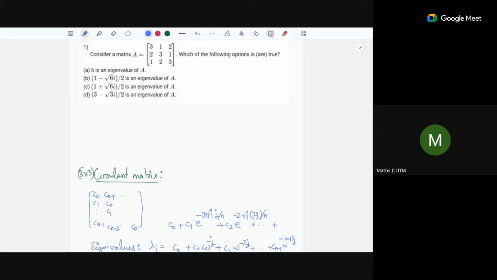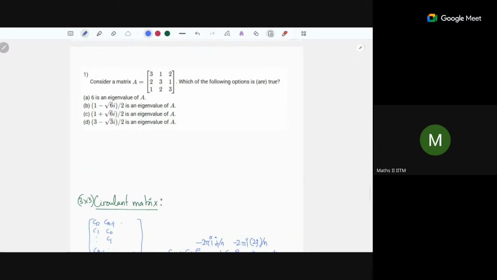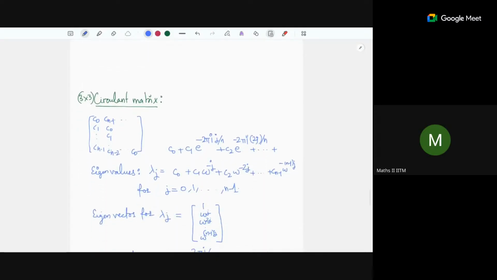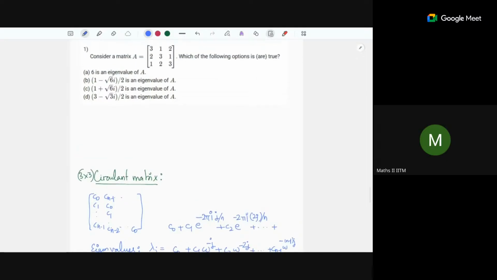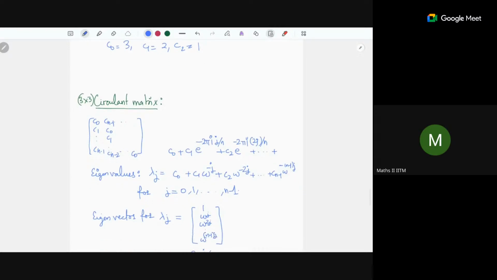Okay, so suppose you have this matrix A, you want to find out the eigenvalues. Now, this is a circulant matrix because the columns are in circular motion to one another. So we know the formula for the eigenvalues. In this case, there are three entries. So C0 is 3, C1 is 2, C2 is 1. So the first eigenvalue will be the sum of all these three things. So that will be 6. 6 is an eigenvalue. We need to find out the other two eigenvalues.